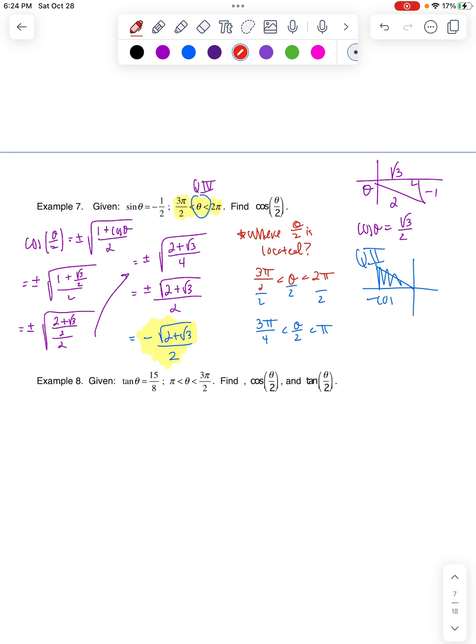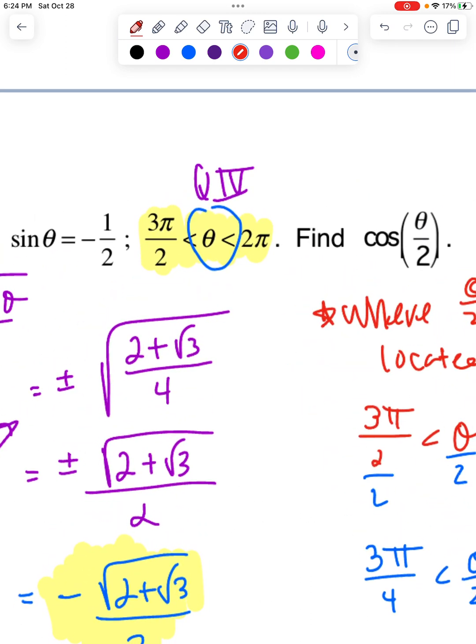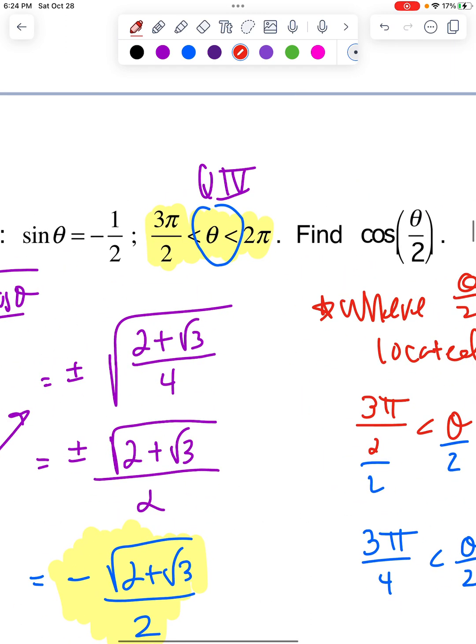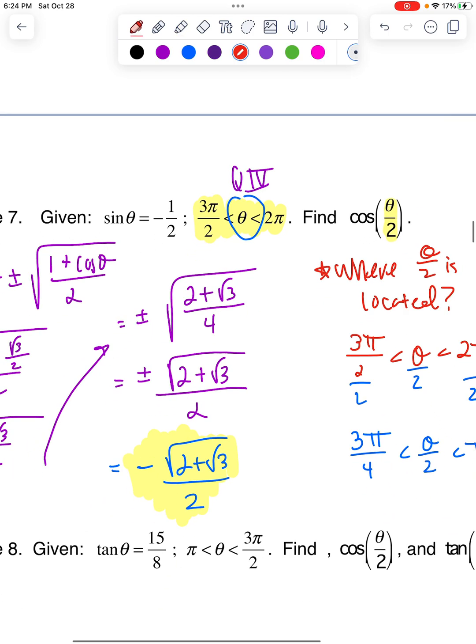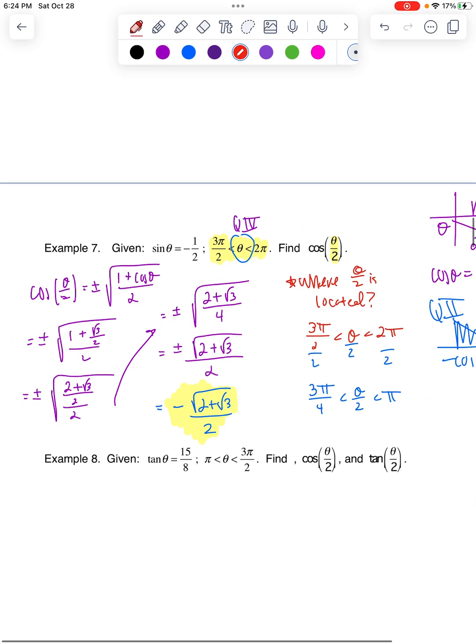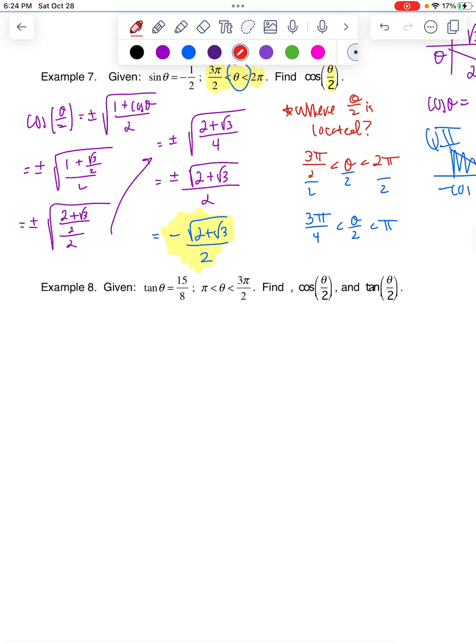Now if we're in quadrant 2, 3, or 4, that's when we have to manipulate our starting point of theta in order to find out wherever our half angle theta is located in. Okay, so let's try doing example 8. So try on your own, and then when you're ready, you can continue on with the video.